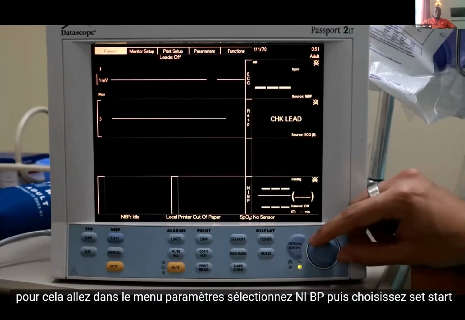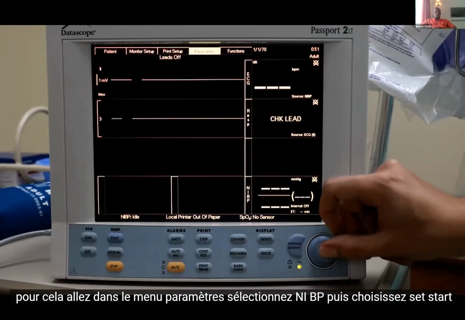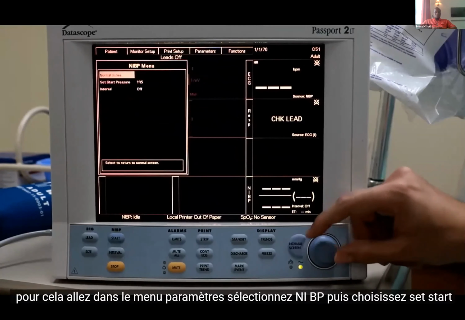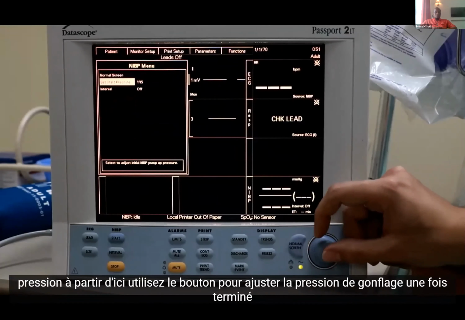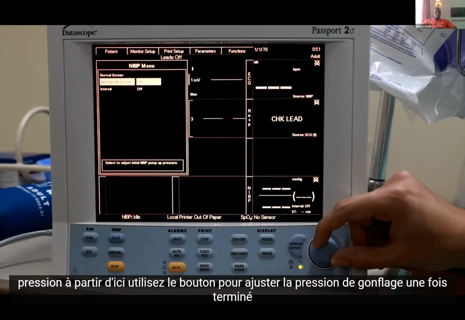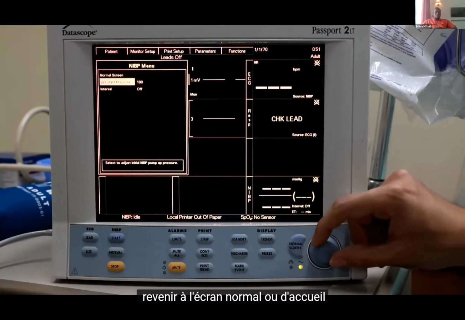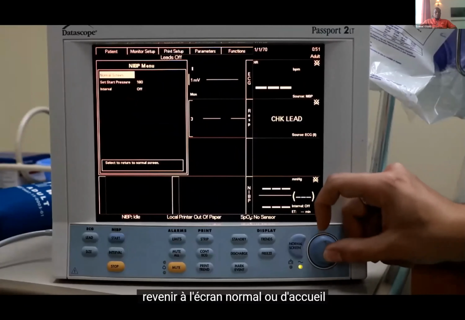To do this, go under the Parameters menu, select NIBP, then choose Set Start Pressure. From here, utilize the knob to adjust the inflation pressure. When done, return to the normal or home screen.